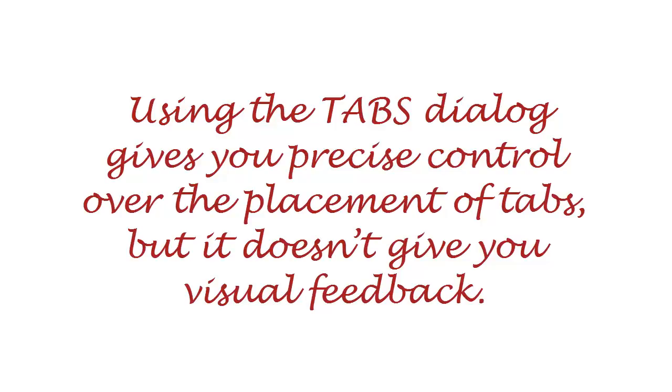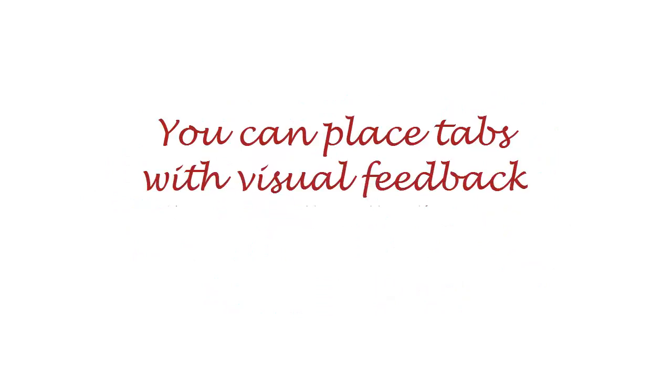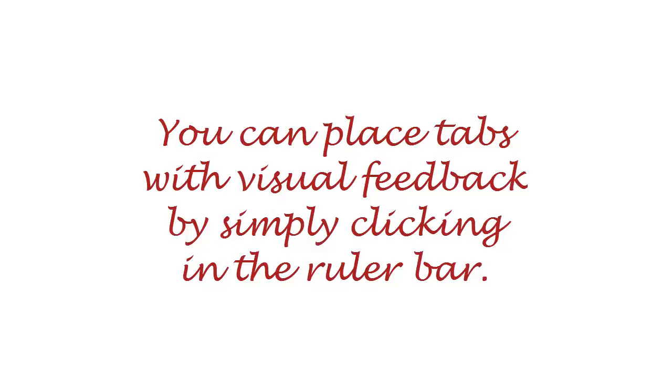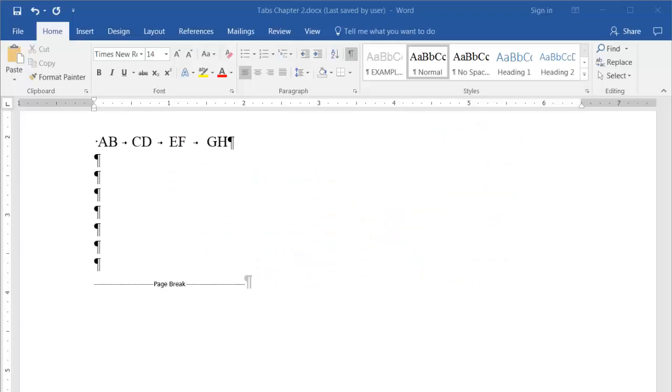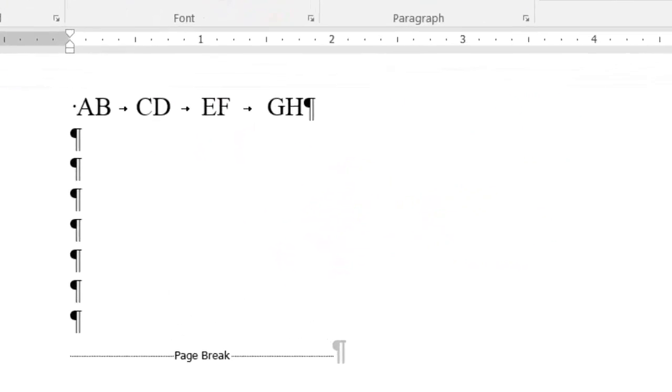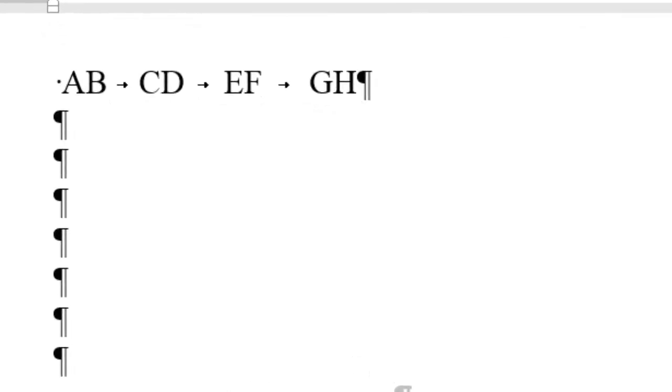Using the Tabs dialog gives you precise control over the placement of tabs, but it doesn't give you visual feedback. You can place tabs with visual feedback by simply clicking in the ruler bar. On the sample line you see here, we have turned on special character visibility, and you can see there are tab characters in between each pair of letters.